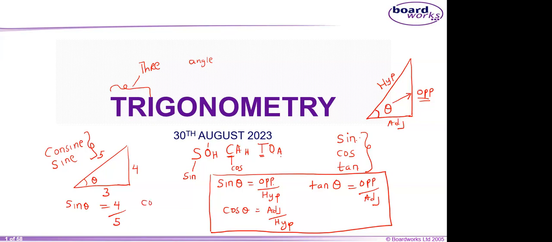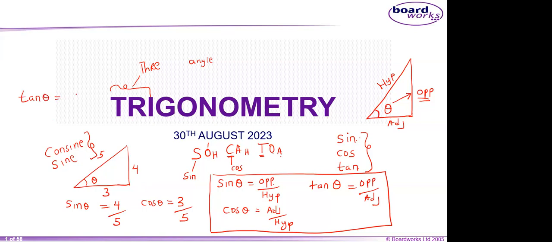In case I want to find my cos theta, let me see whether people are following. We have said cos theta is adjacent out of hypotenuse. Can someone tell us what would be our adjacent for this triangle? 3. 3, very good. Divide by what is the hypotenuse? 5. 5. Let us go to tan.